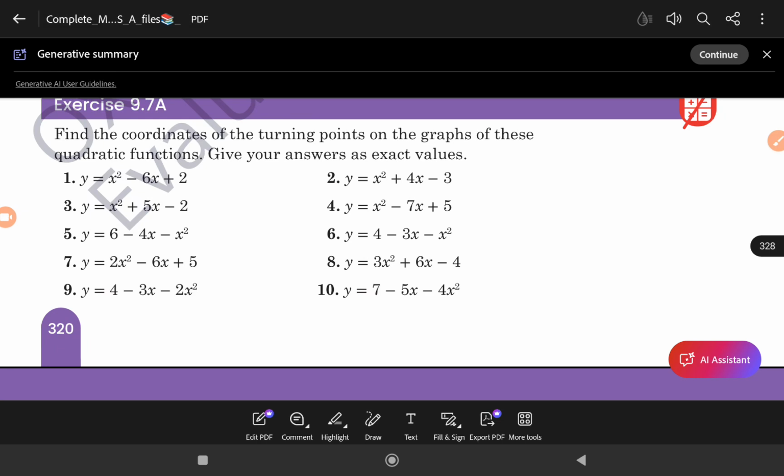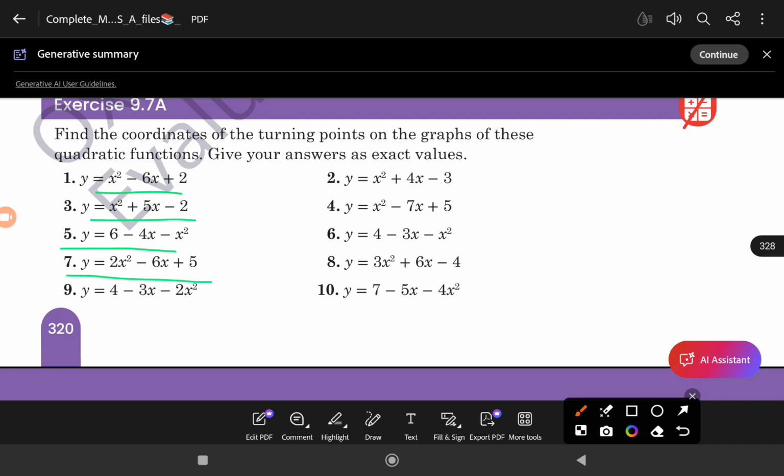Assalamu alaikum students. In the last video we learned question number 1 and 3, how we can apply the completing square method on the quadratic equation to get the turning point, and what is the standard form of getting the equation for turning points. Now we will do question number 5 and 7, that when there is a negative sign and there is a number with x square, so what we'll do to apply the completing square method on this.